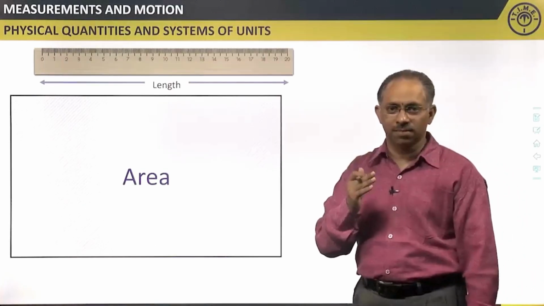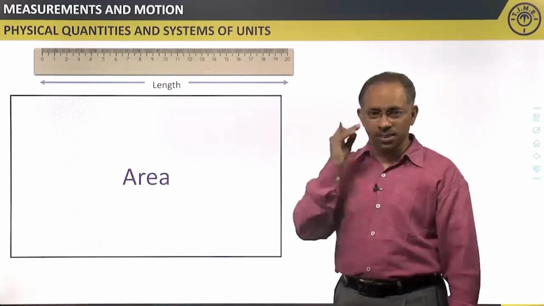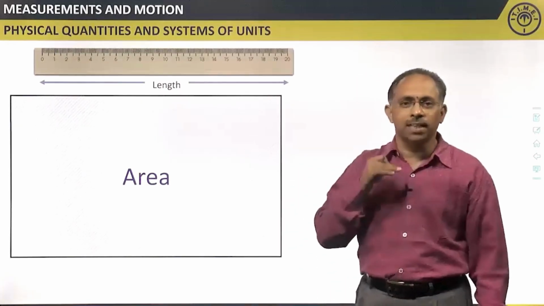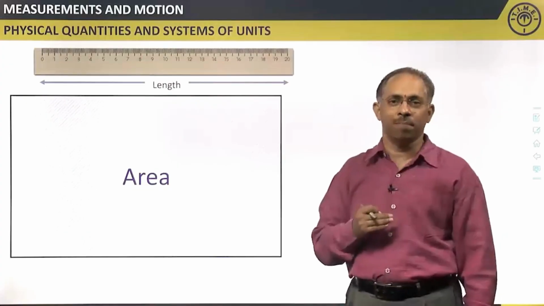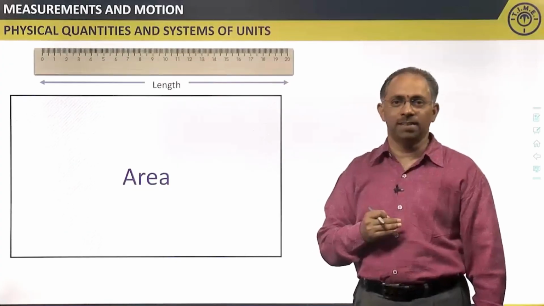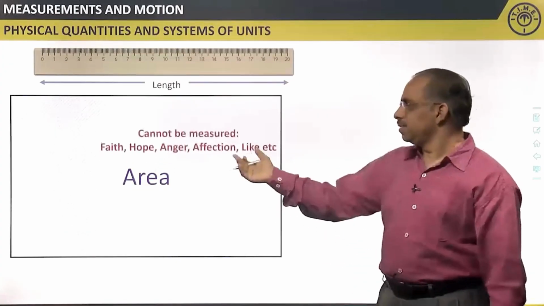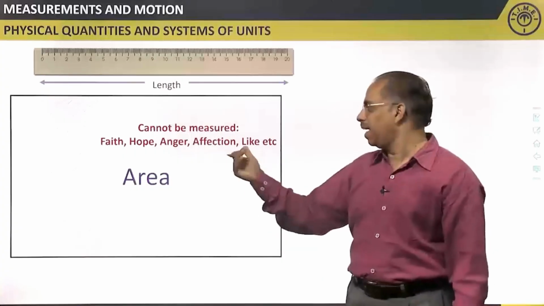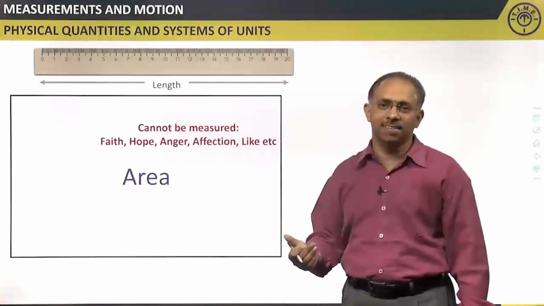Give a thought, right? Just pause the video for a while and think about this. Do we have certain quantities which we cannot measure? Okay. Now see, these are the certain things: faith, hope, anger, affection, like.